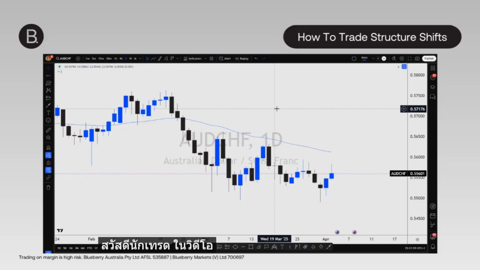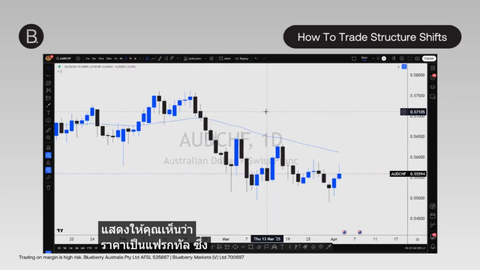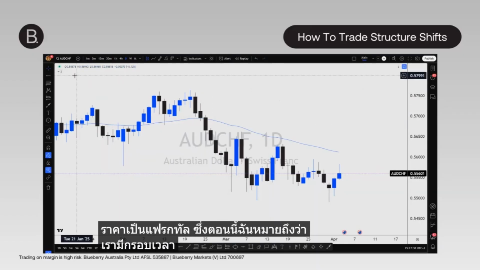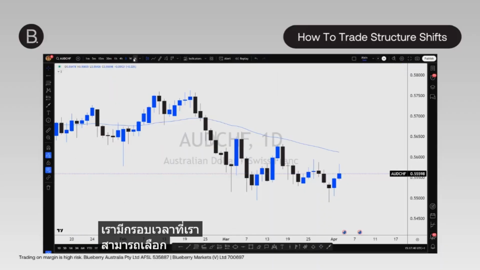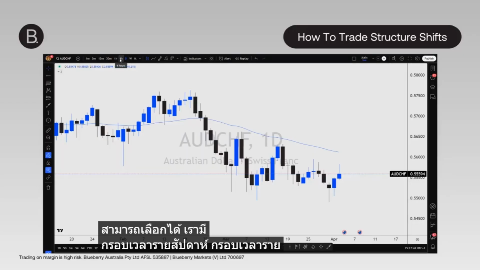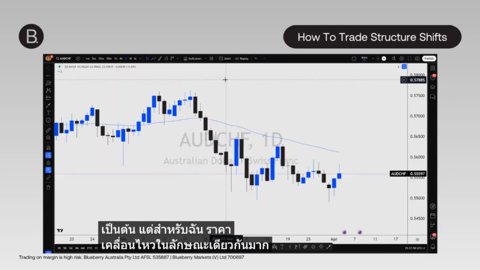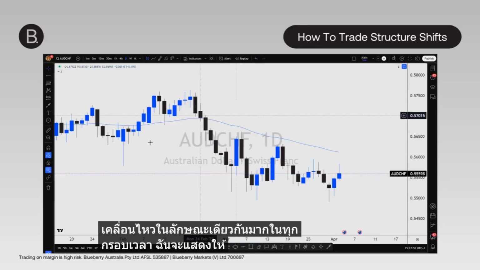Hi traders, in this video I wanted to show you that price is fractal. Now what I mean by that is that we have time frames that we can choose from. We have the weekly time frame, the daily time frame, and so on and so forth. But to me, price moves in a very similar way on all time frames. I'm going to show you that now.